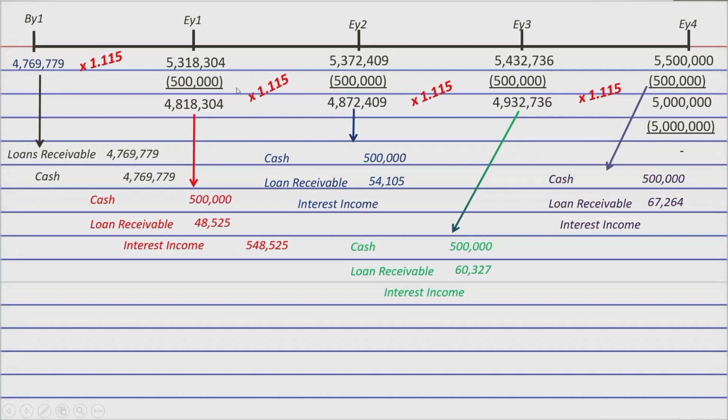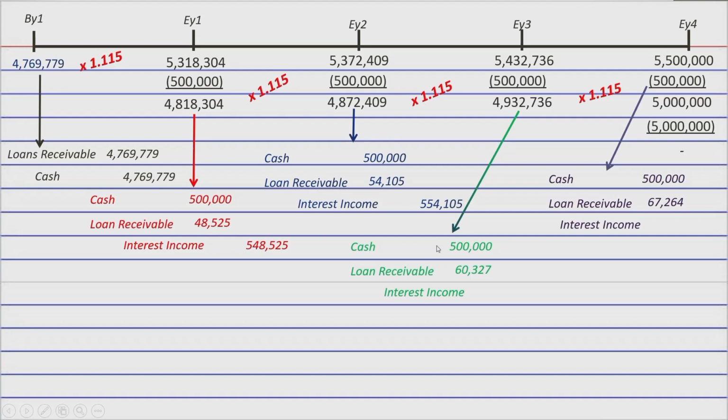So, as for the interest income, again, you can make it a balancing figure in the journal entry, or you can get the difference between this after interest amounts with the before interest amounts. Like in this year 2, that's 5,372,409 minus 4,818,304, and you will get 554,105. So those are your two options.